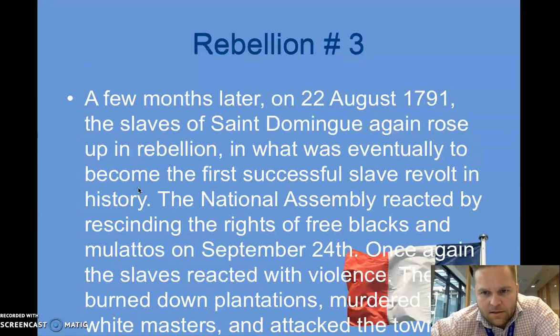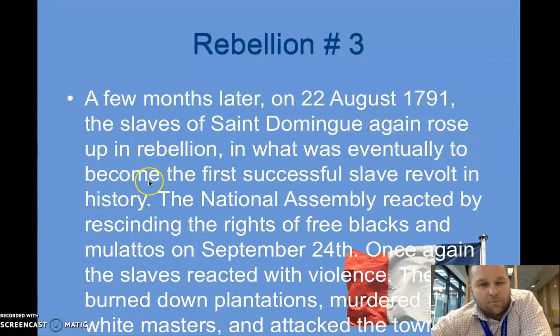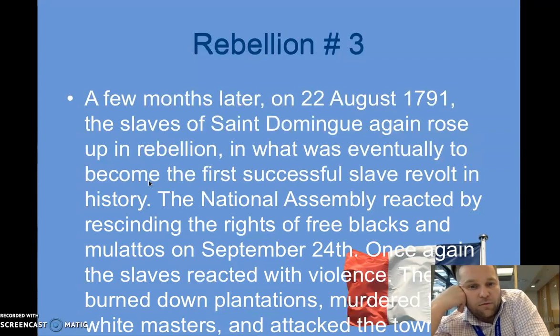being granted. And this is the big one, okay, where you have on the 2nd of August in 1791, this is a rebellion that's been celebrated throughout history and the history of the world. Okay, it was the first successful slave revolt or rebellion in history. Spartacus might have something to say with that. Nonetheless, the National Assembly reacts by rescinding the rights.